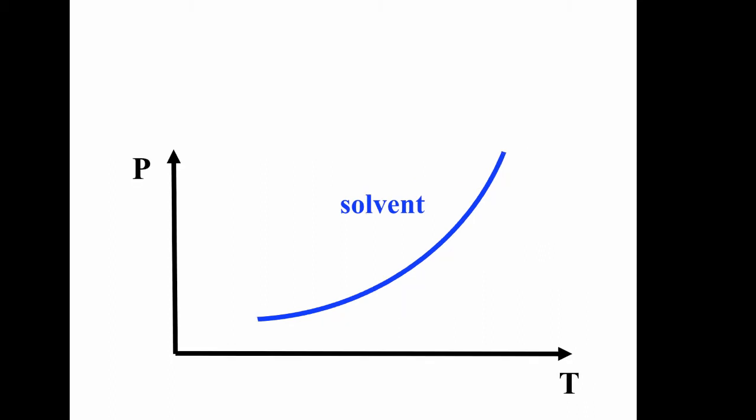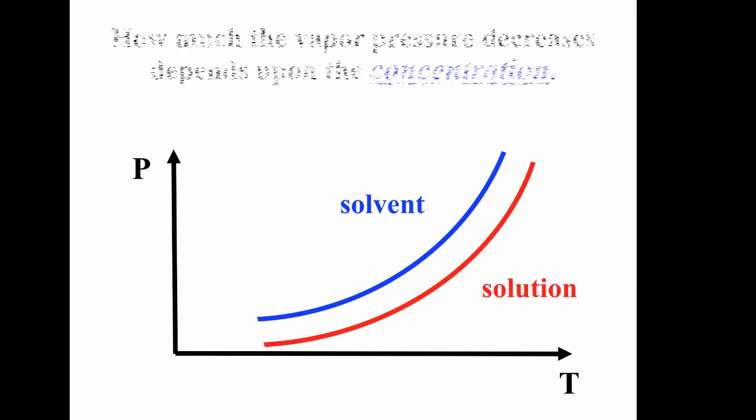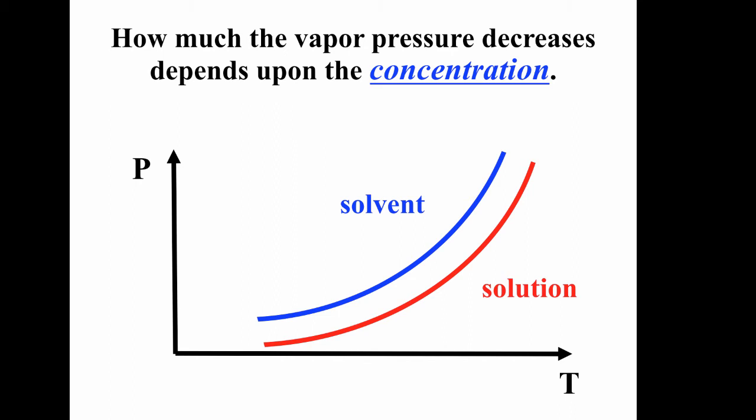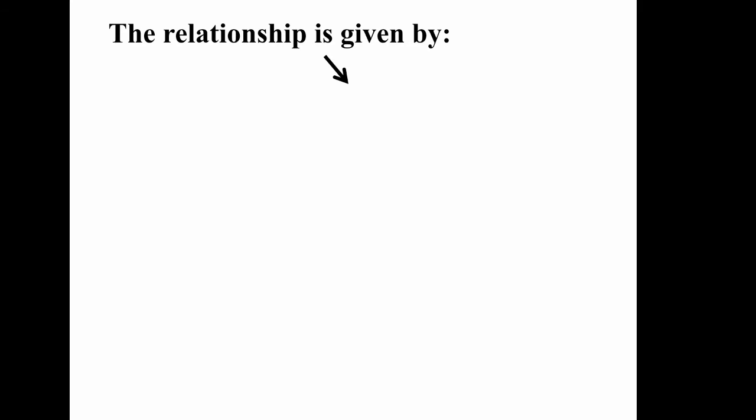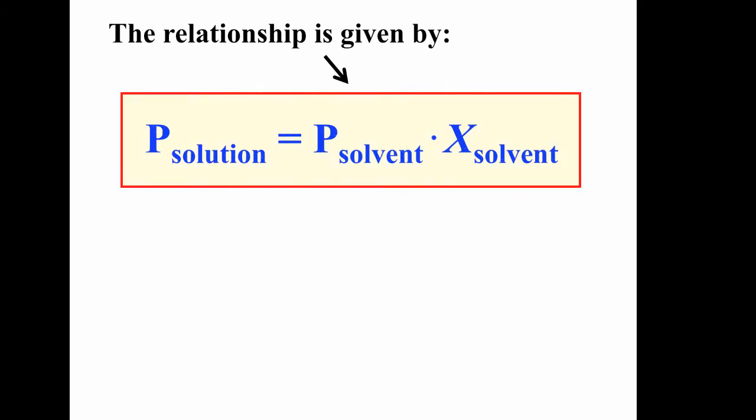Now, if we have a larger amount of solute added, a higher concentration of solute, then the solution's vapor pressure curve shifts even farther downward or to the right, which corresponds to an even bigger change in vapor pressure and an even bigger change in boiling point. So how much the vapor pressure decreases turns out to depend upon concentration, and the relationship is given by the following formula. P solution is equal to P solvent times X solvent or chi solvent, which is the mole fraction.